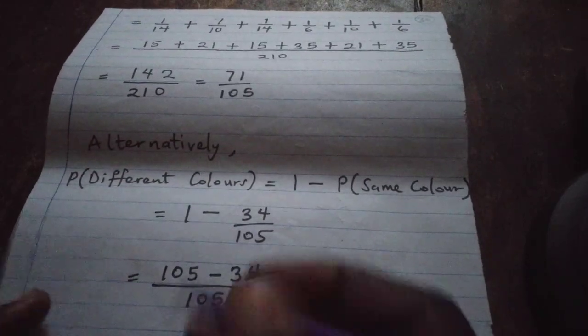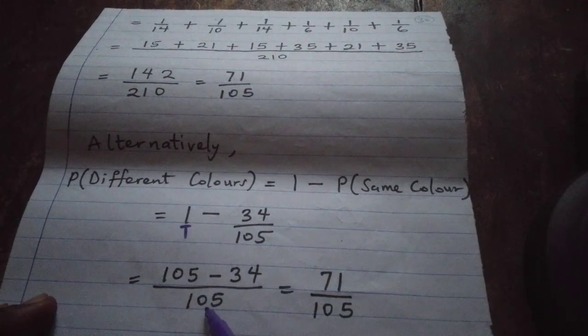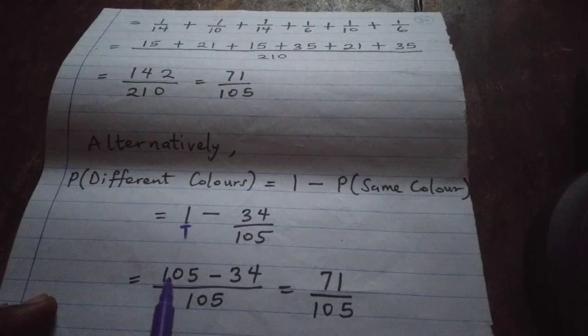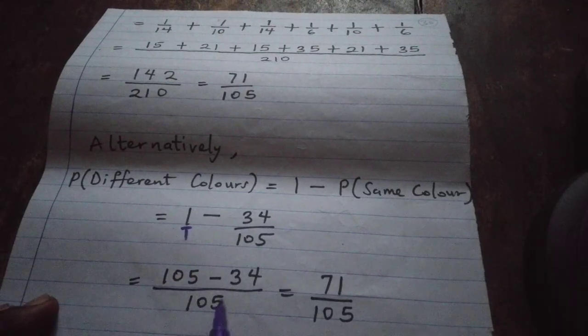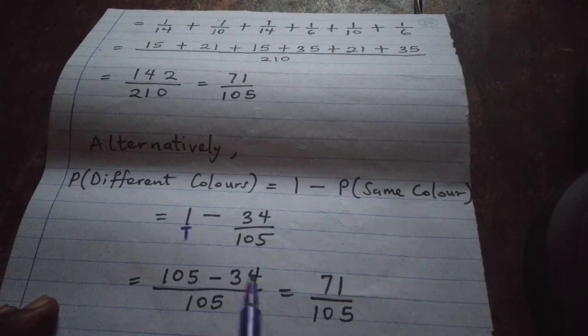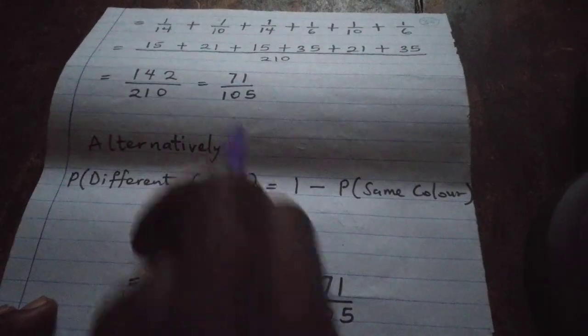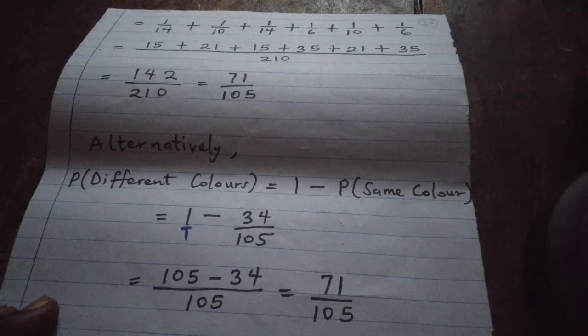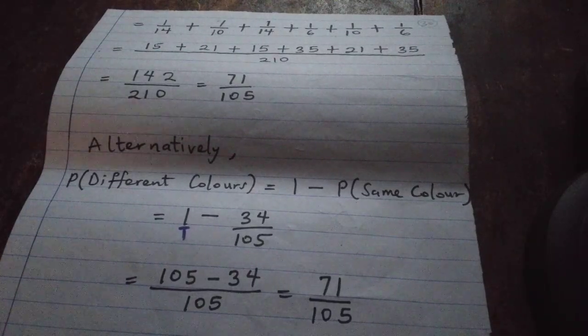So this one is the same thing as 1 over 1. The LCM of 1 and 105 is 105. How many 1s are in 105? 105 times 1 will give us 105, minus 105 in 105. 1 times 34 is 34. 105 minus 34 will give us 71 over 105. You can see that we got the same answer in the two situations. Please, now for the work practice.